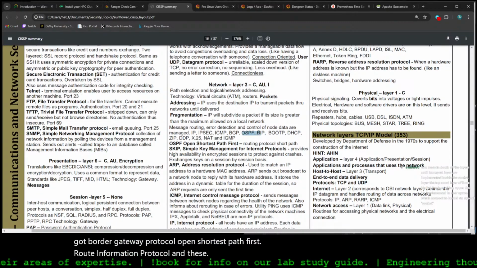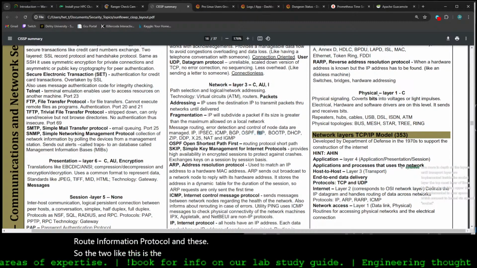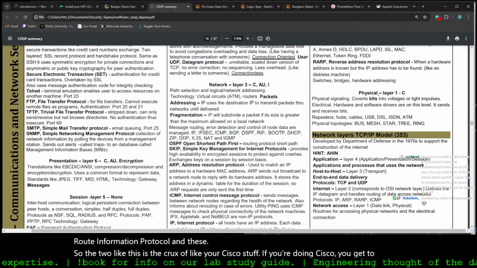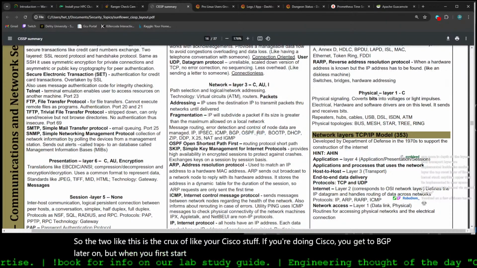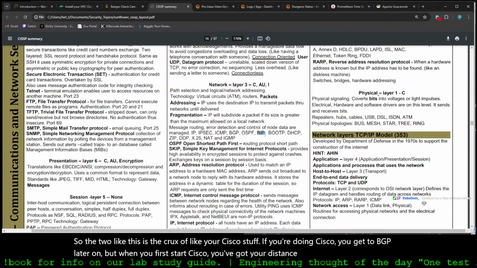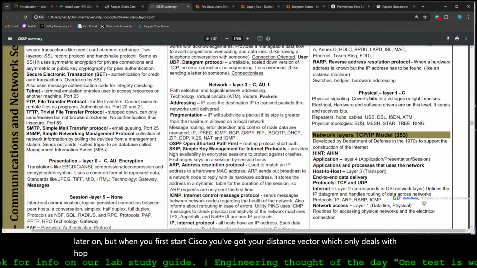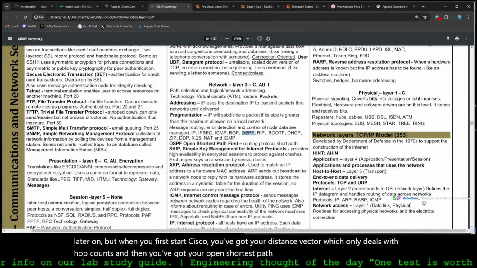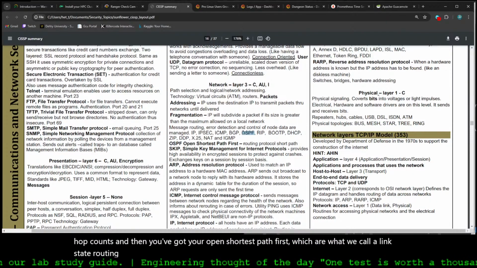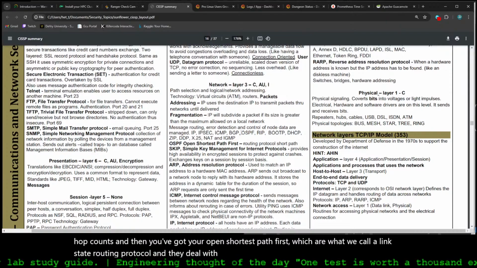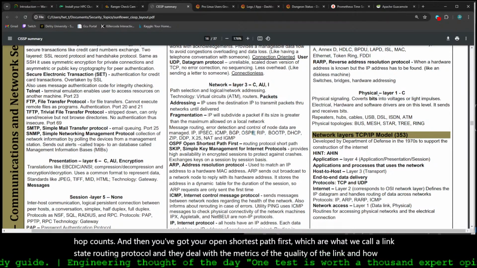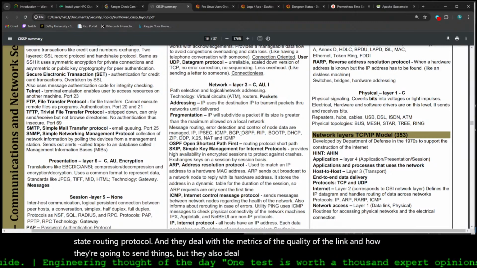And this is the crux of your Cisco stuff if you're doing Cisco. You get to BGP later on, but when you first start Cisco, you've got your distance vector, which only deals with hop counts. And then you've got your Open Shortest Path First, which is what we call a link state routing protocol. And they deal with the metrics of the quality of the link and how they're going to send things, but they also deal with topology changes in the network.